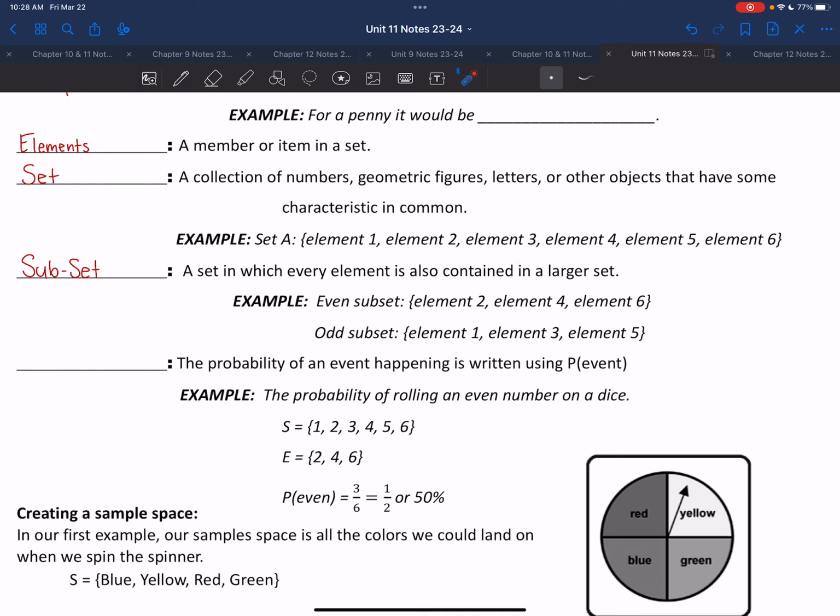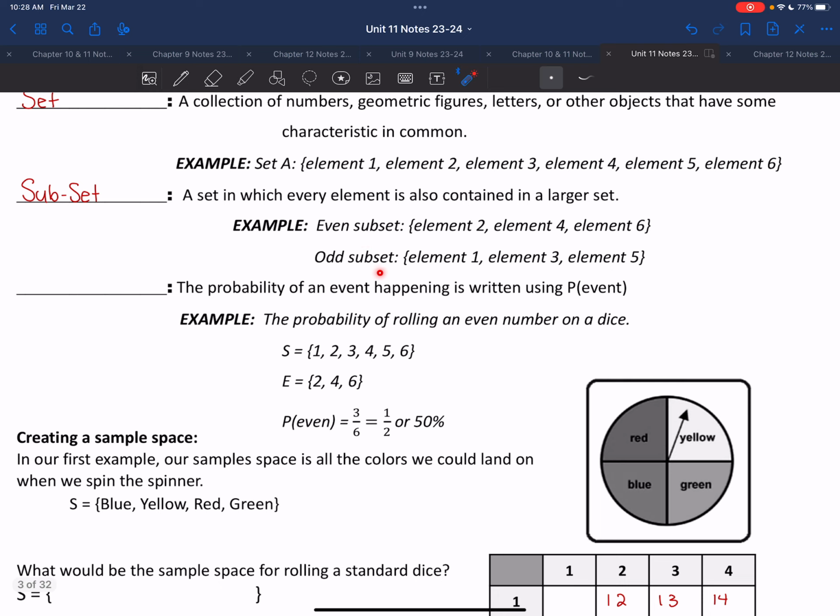Same thing with the odd subset. You have elements 1, 3, and 5. These are also all contained within set A. So these are two examples of a subset of set A.